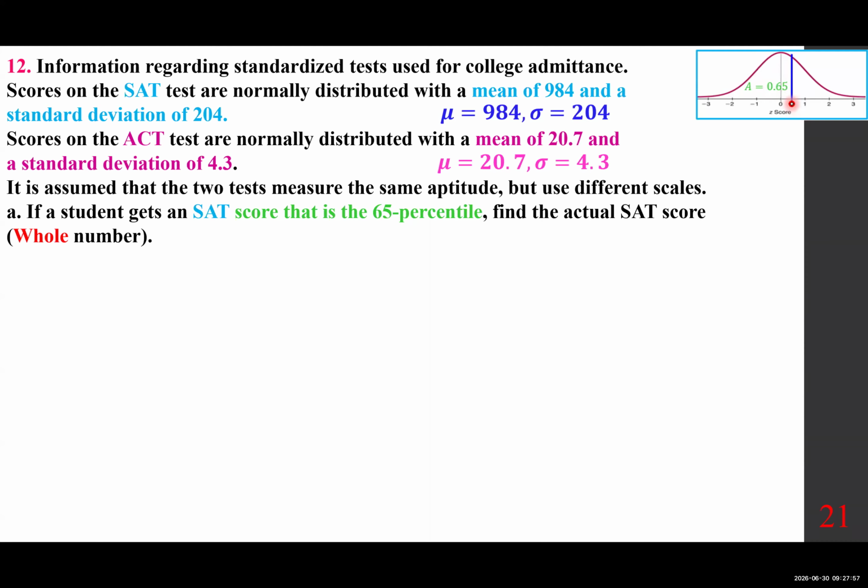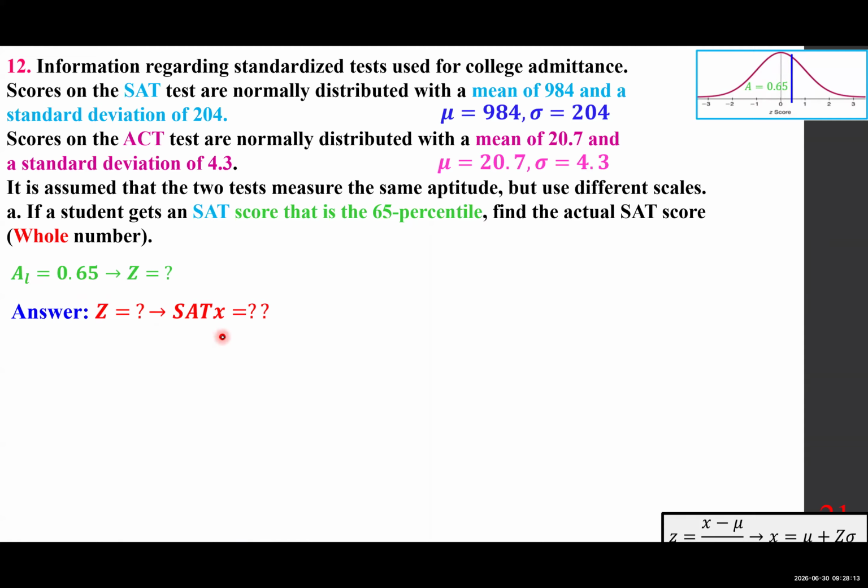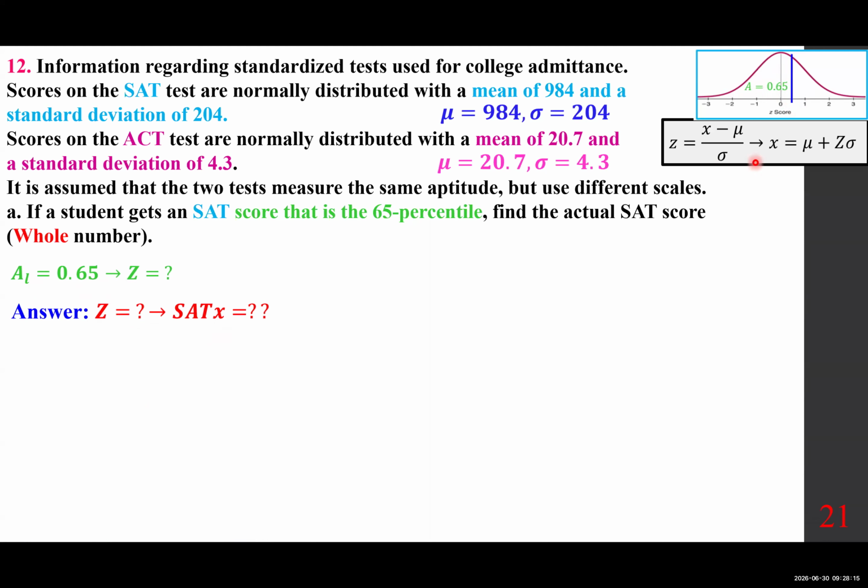And if the area to the left is 0.65, what is the z-score for that point? We are going to find the z-score, and after that, we can get to SAT. So first we find the z-score, and then SAT is the x value. So z is x minus mu over sigma. Cross product means x is mu plus z sigma.